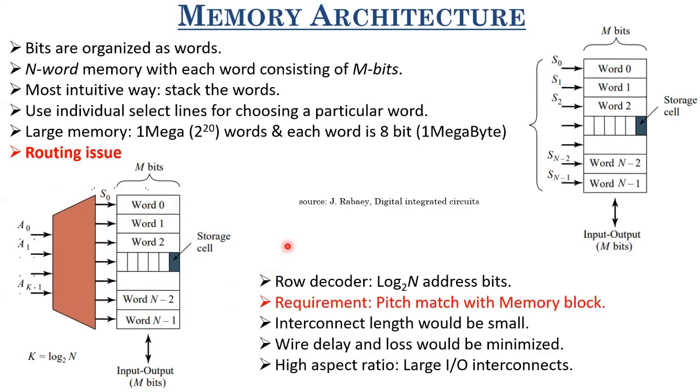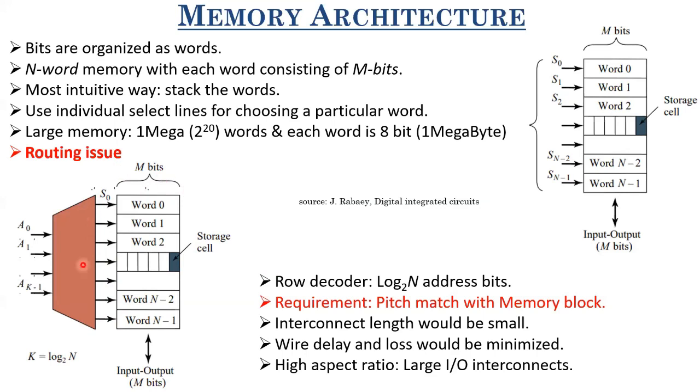In the layout of this memory cell, what you should ensure is, whatever the height of your memory block is, the row decoder should have the same height, so that the interconnects have very small length to traverse. That way you cut on your interconnect delay and interconnect losses.